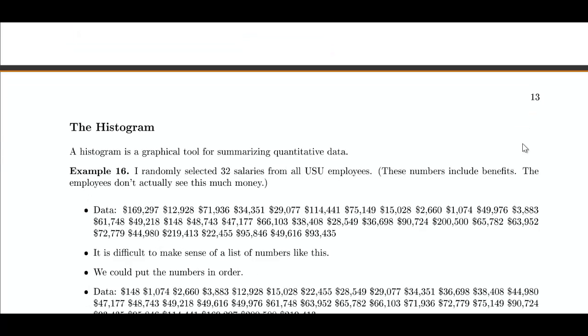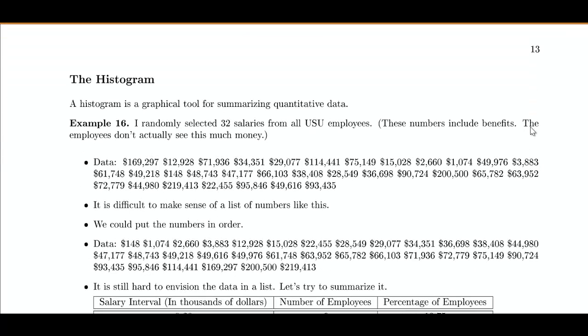A histogram is a graphical tool that we can use to summarize quantitative data. So for example, I randomly selected 32 salaries from all USU employees. Now these numbers do include benefits. The employees don't actually see this much money. So here is our data.